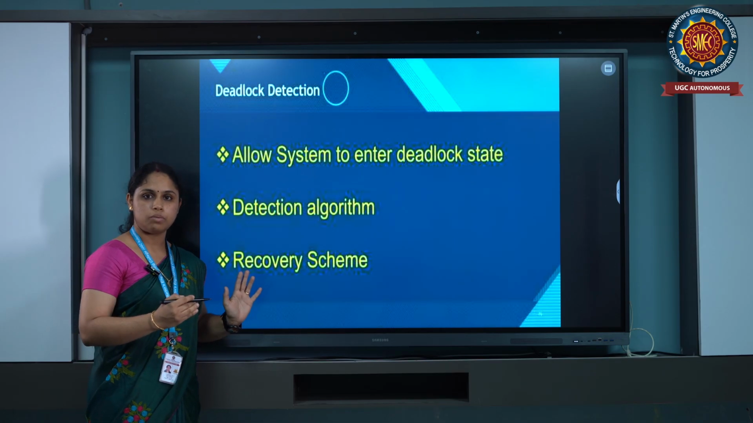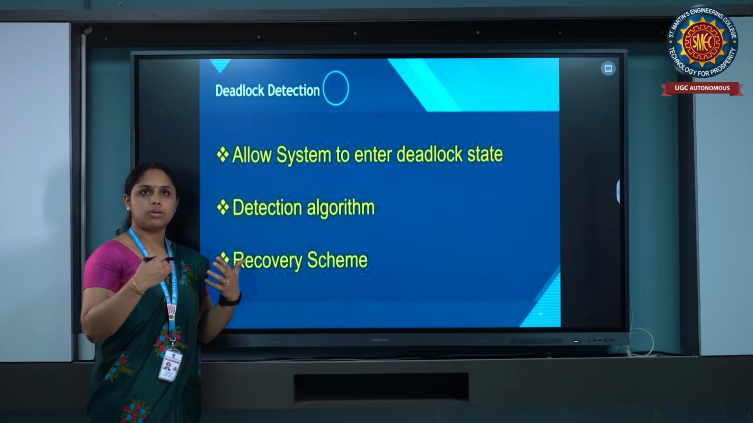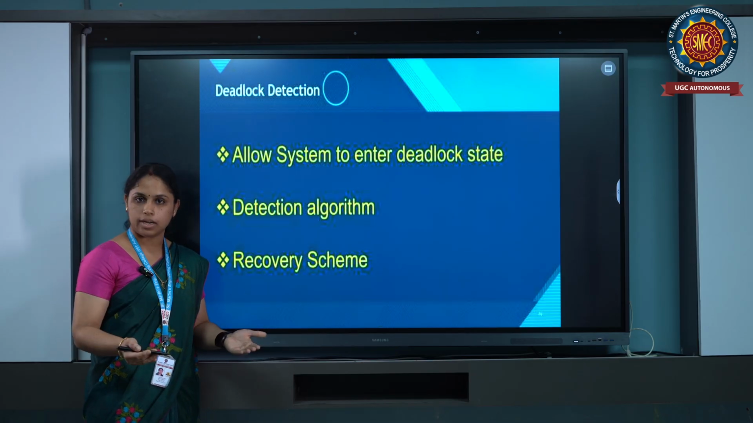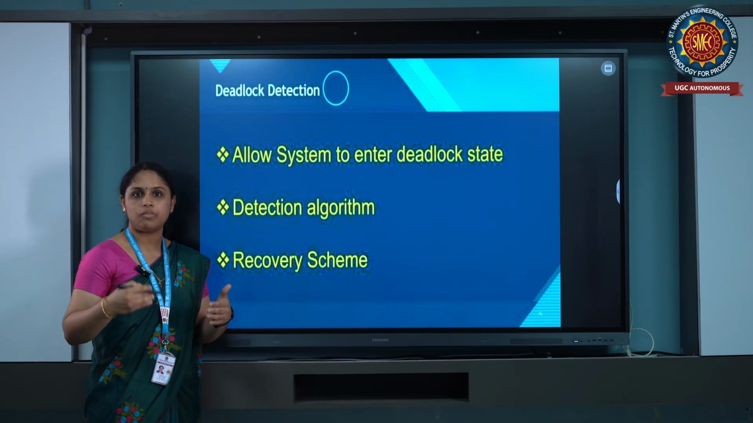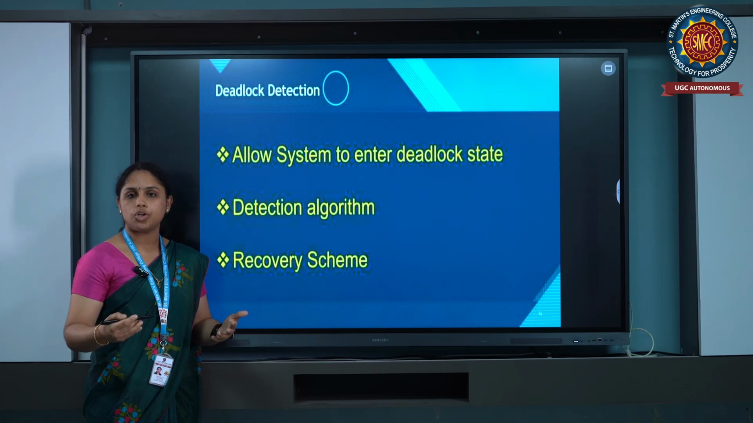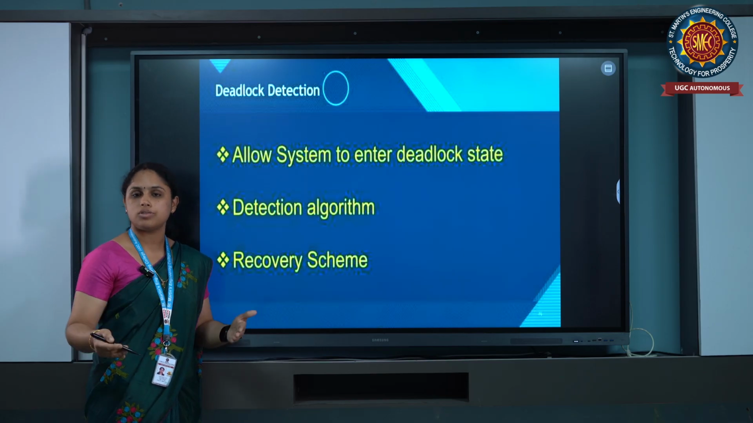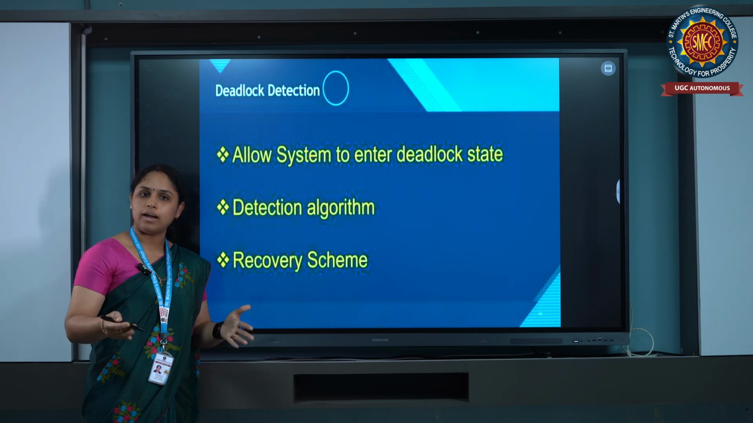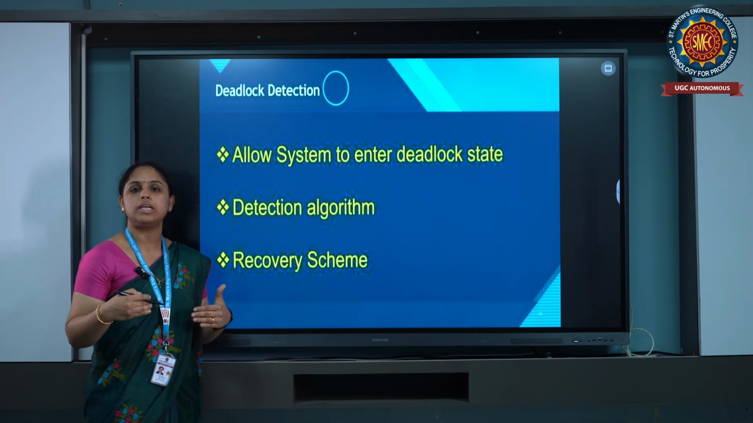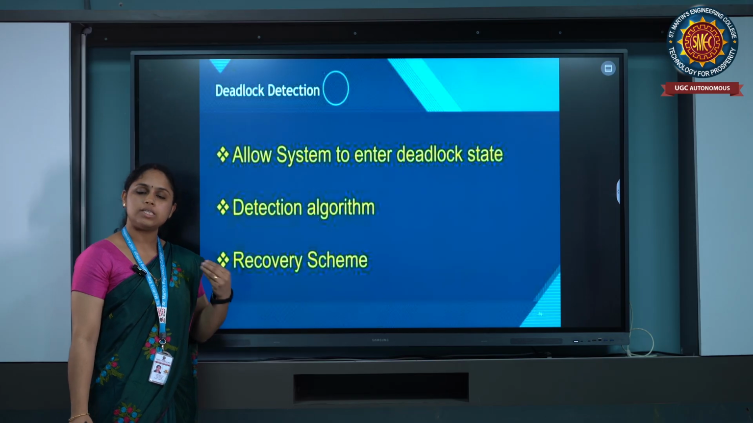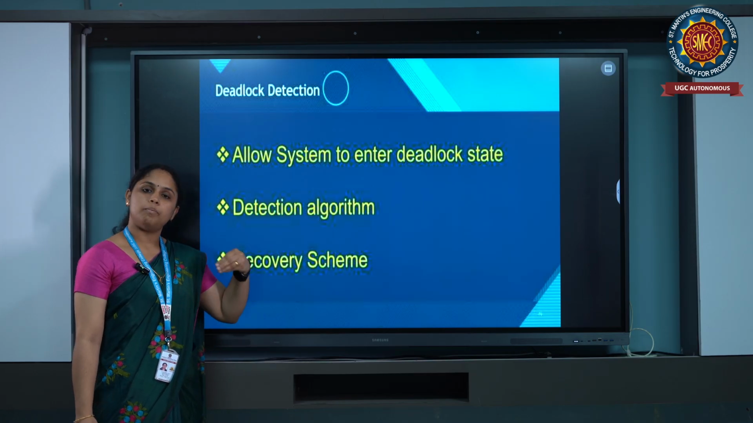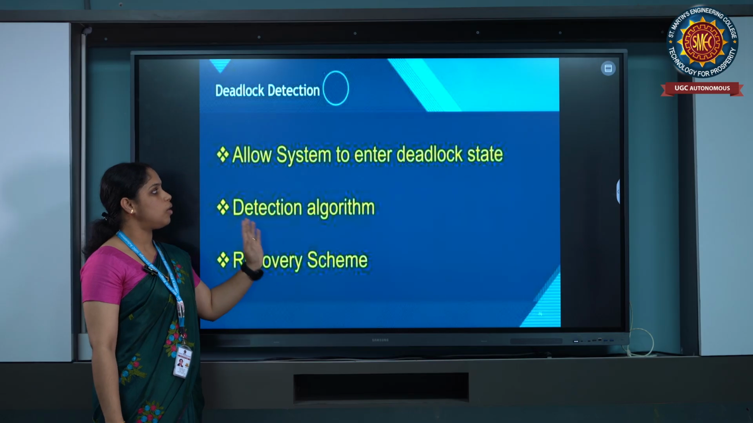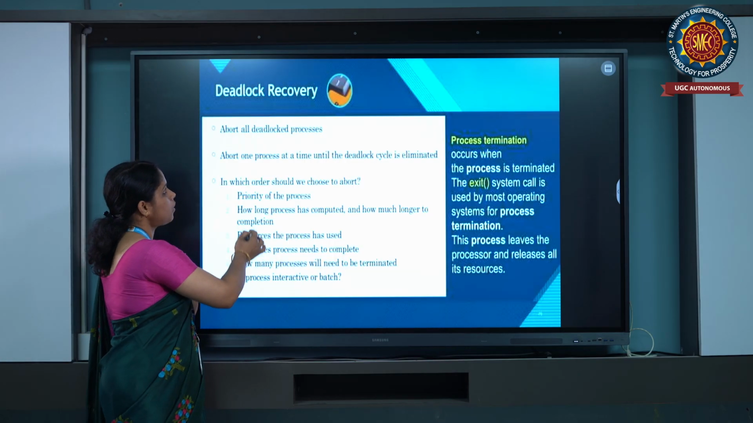So deadlock detection means we allow the system to become deadlocked. Whenever we grant permission for a resource, we do not check for a safe state. We just grant it and then check whether it is leading to deadlock or not. If it is leading to deadlock, we have to go for some recovery mechanisms. Otherwise, we can go with the granted permission. That is about deadlock detection and recovery.